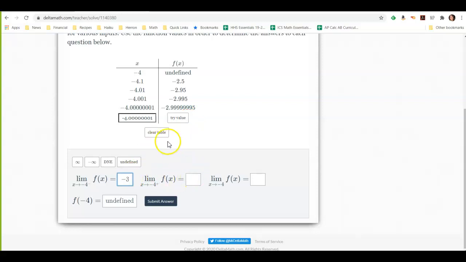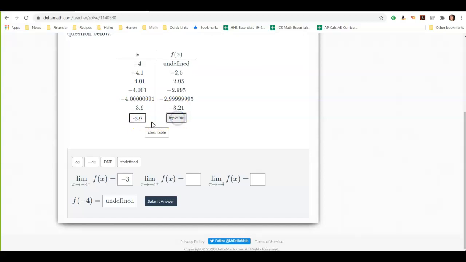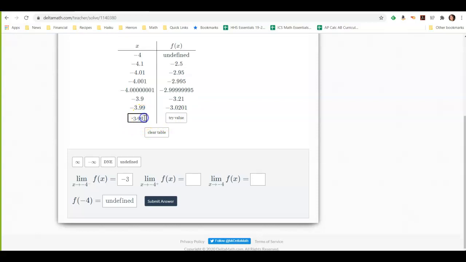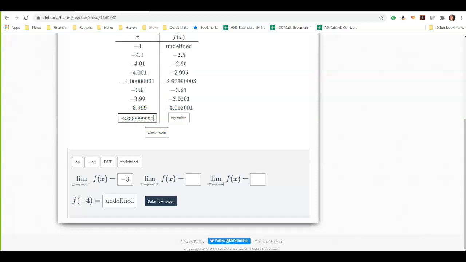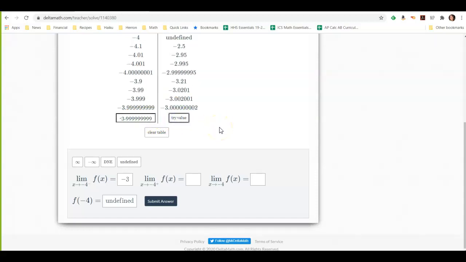All right, let's try -4 from the right. So that would be like -3.9, -3.99, -3.999. Then I could try a bunch of 9s just to see. And so this seems like it's also approaching -3.